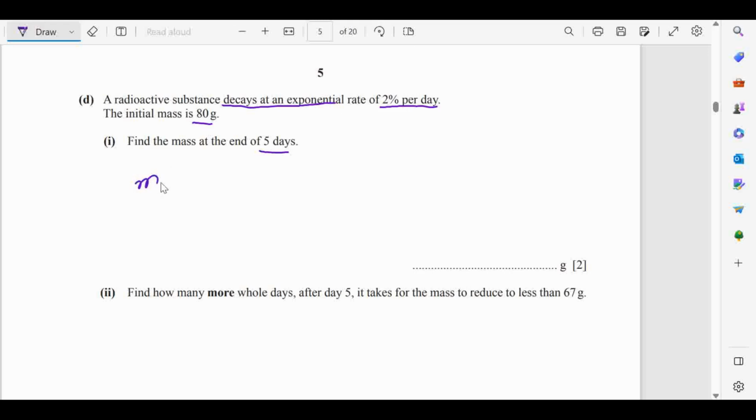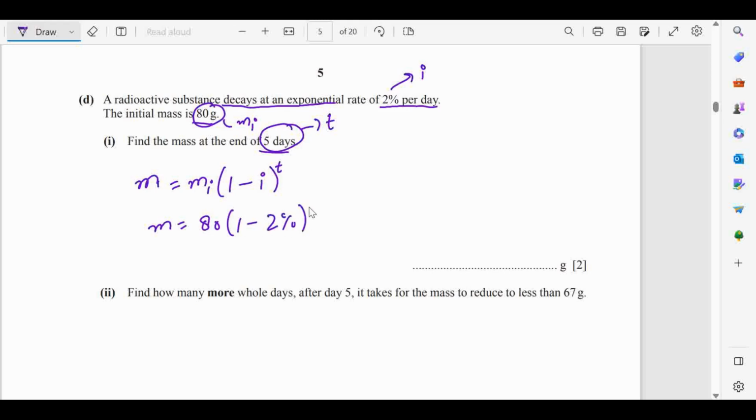The final mass will be equal to the initial mass into 1 minus the rate, whole to the power time. Now here this 80 grams is the initial mass, this is the rate, and this is the time, that is t. So this will be equal to the initial mass, 80 grams, into 1 minus the rate, 2%, whole power the time, which is 5. So we can write it as 80 into 1 minus 2 by 100 whole power 5.